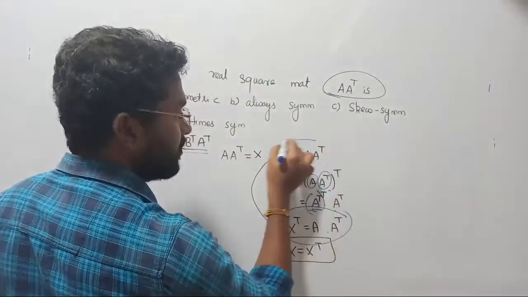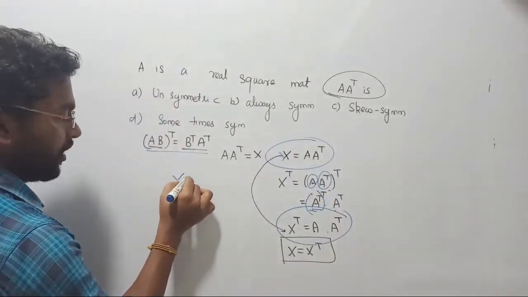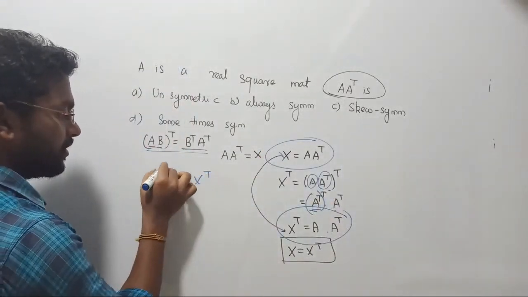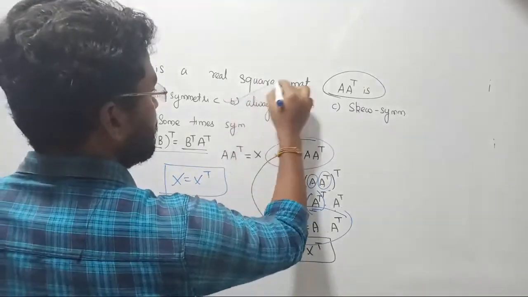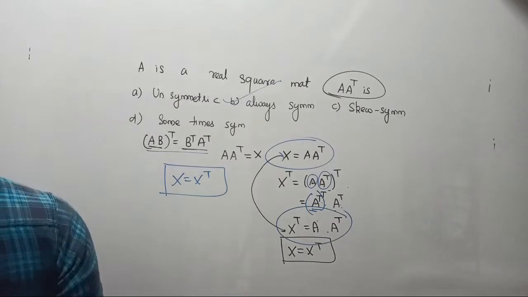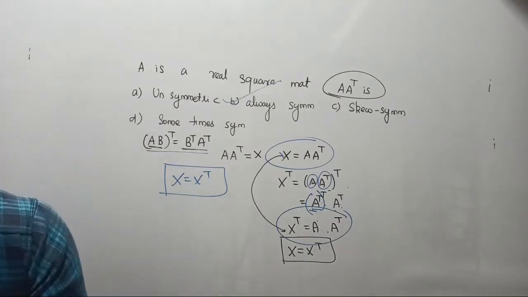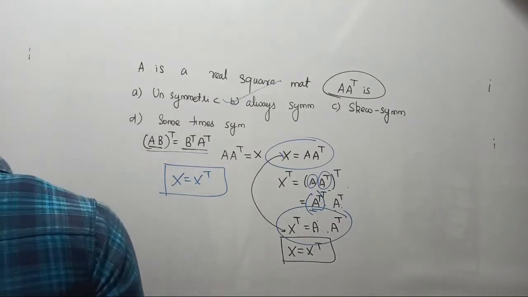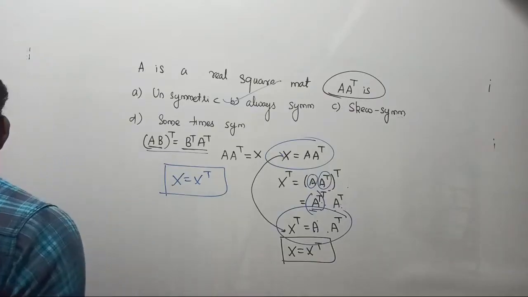What is the difference between X transpose and X? No, they are equal, right? So X and X transpose are equal. So we can directly say that the matrix is always symmetric, right? Forgive me, there is some unconsciousness. I did not apply that one, right? Okay, fine. Let us take the next one.